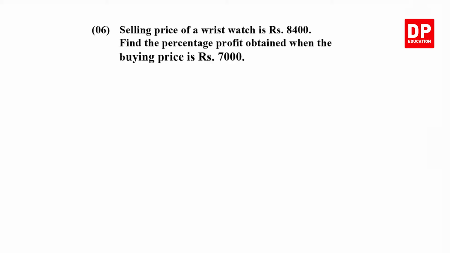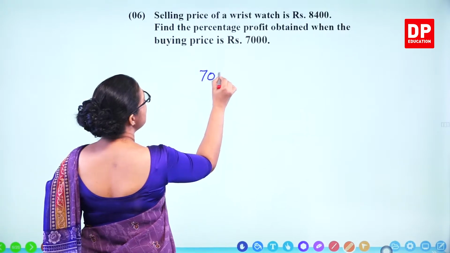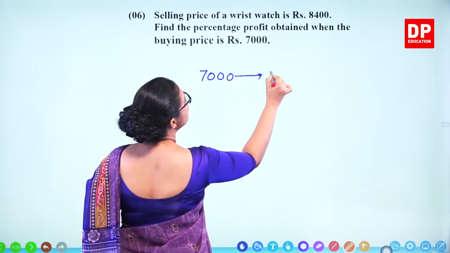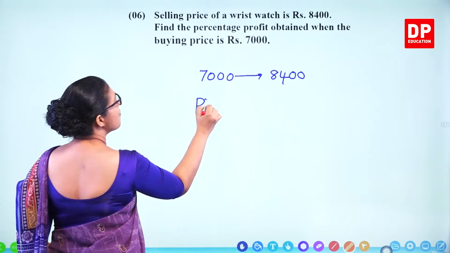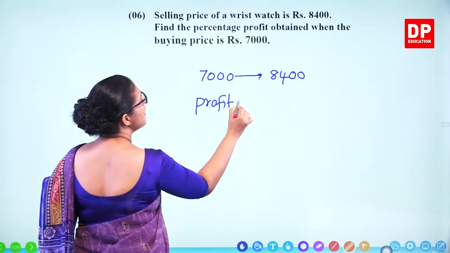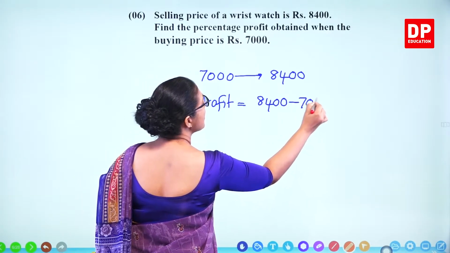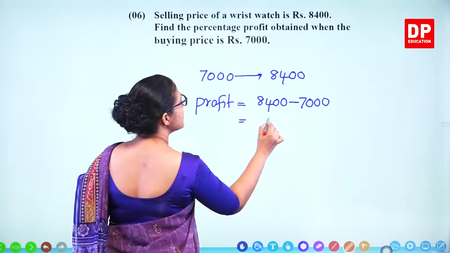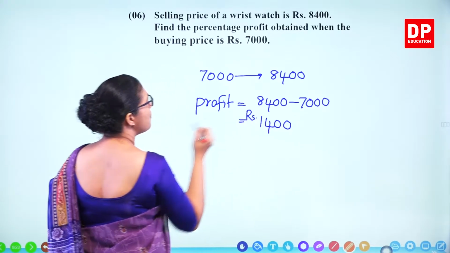Question number 6. Selling price of a wristwatch is 8,400. Find the percentage profit obtained when the buying price is 7,000. So buy for 7,000 and sell for 8,400. So what is the profit? Profit you are getting is 8,400 minus 7,000. So you get 1,400 profit in rupees.